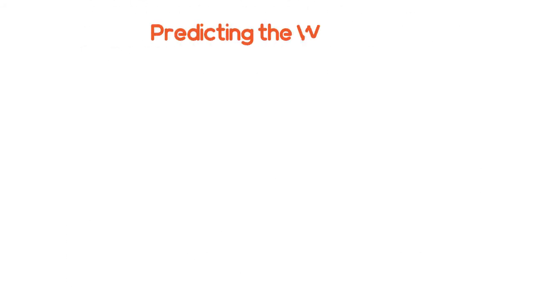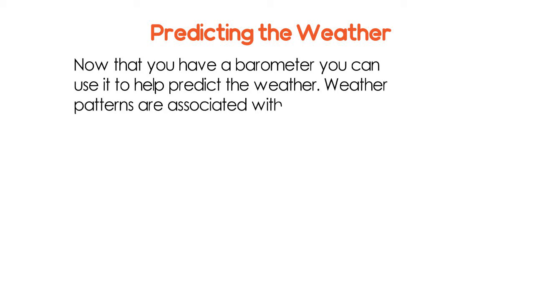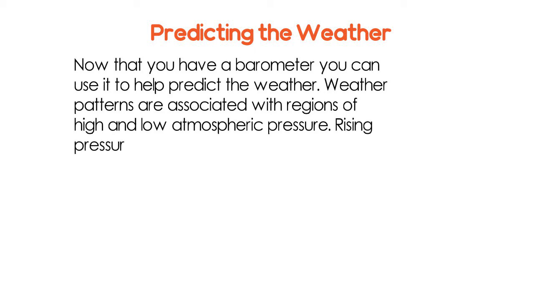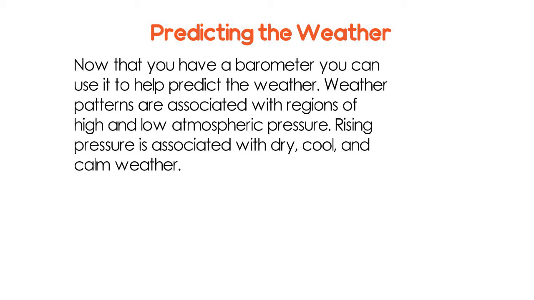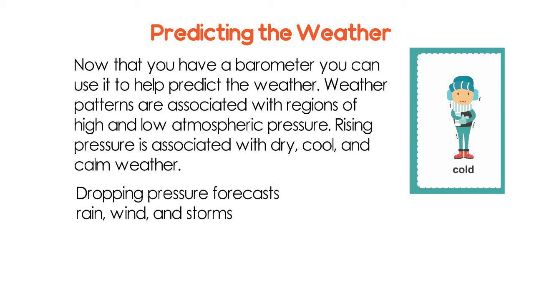Predicting the weather. Now that you have a barometer, you can use it to help predict the weather. Weather patterns are associated with regions of high and low atmospheric pressure. Rising pressure is associated with dry, cool, and calm weather. Dropping pressure forecasts rain, wind, and storms.